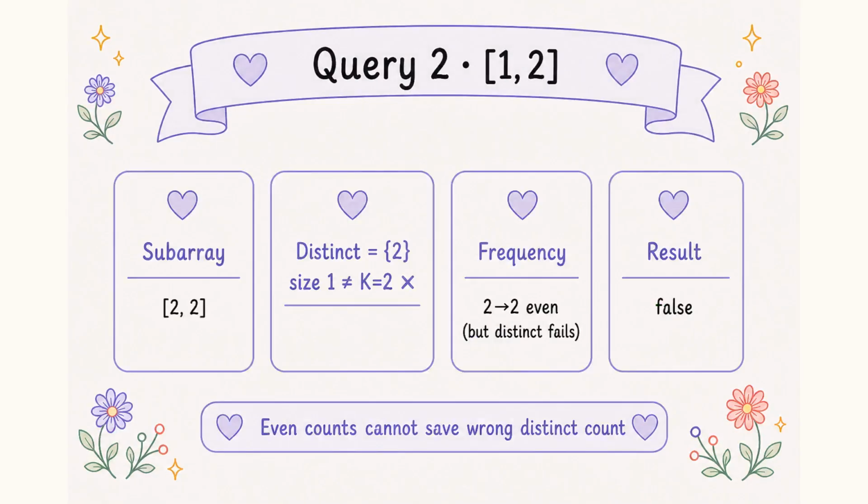Query 2 covers indexes 1 to 2. Subarray 2, 2. Frequency of 2 is 2, which is even. But distinct size is only 1, not equal to k equals 2. So it is false. Even counts cannot save a wrong distinct count.